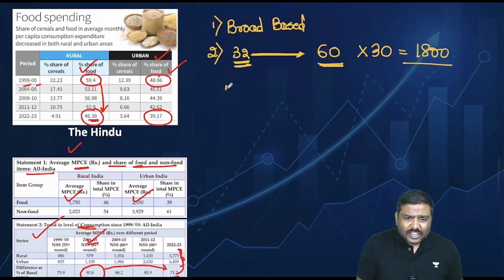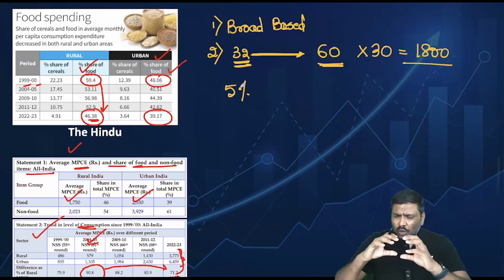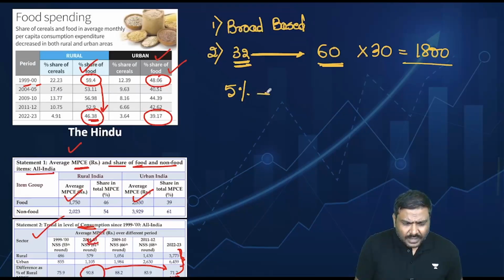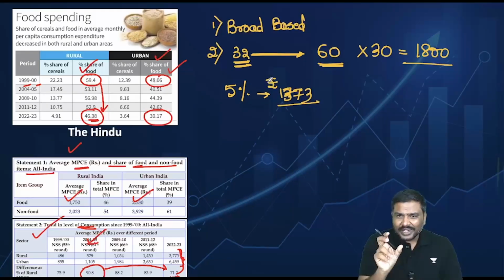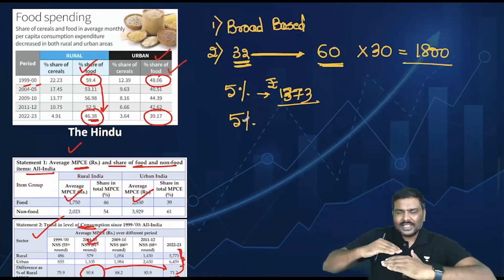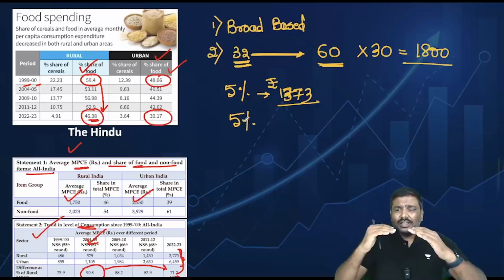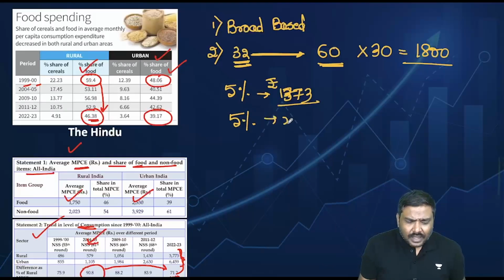And the lowest 5% of the population, as per this survey, is spending 1373 rupees. The next 5%, that is from 6% to 10%, is spending somewhere around 1750 rupees.